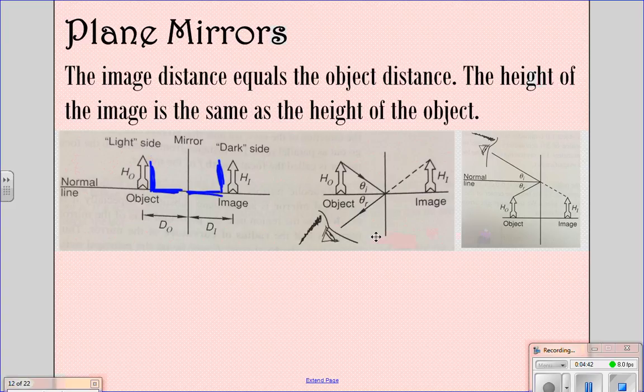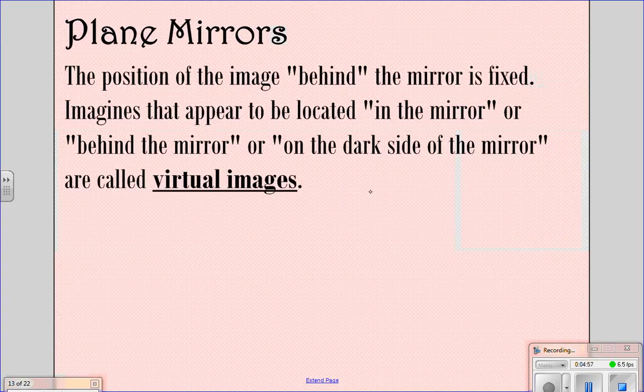And that's true if you're looking up to your image and your object, or if you're looking down. The distance between the mirror and the image and your object are always going to be the same, and the height of the image and the object are going to be the same. The position of the image behind the mirror is fixed. Images that appear to be located in the mirror or behind the mirror or on the dark side of the mirror are called virtual images.